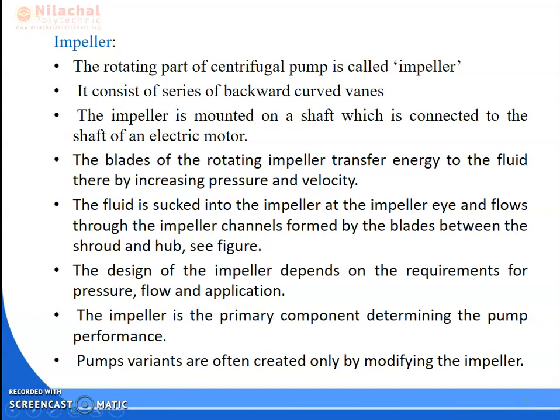So the rotating part of the centrifugal pump is called the impeller. It consists of a series of backward curved vanes. As we just discussed, the impeller is mounted on the shaft, which is connected to the shaft of an electric motor. The blades of the rotating impeller transfer energy to the fluid by increasing the pressure and velocity.